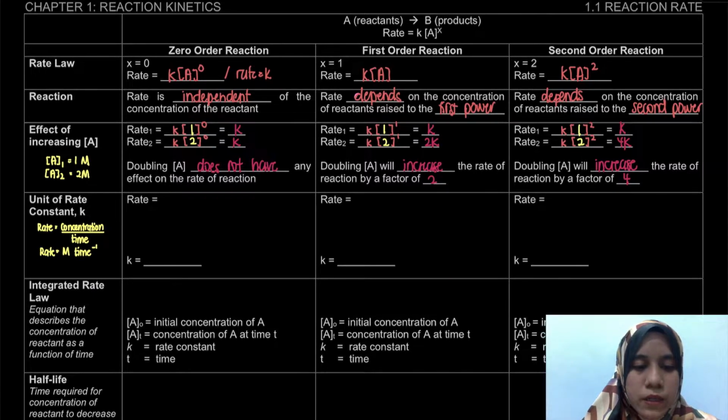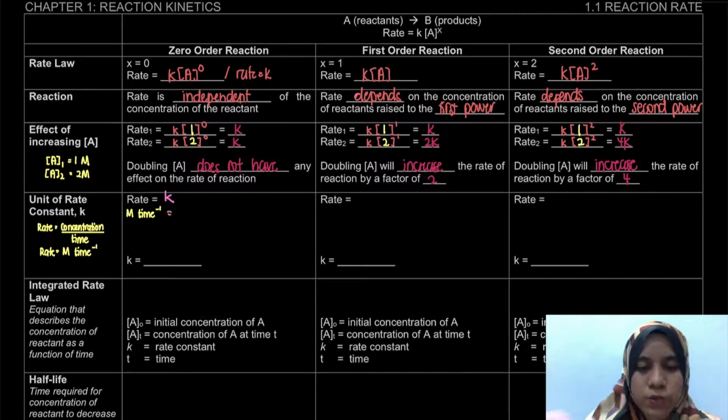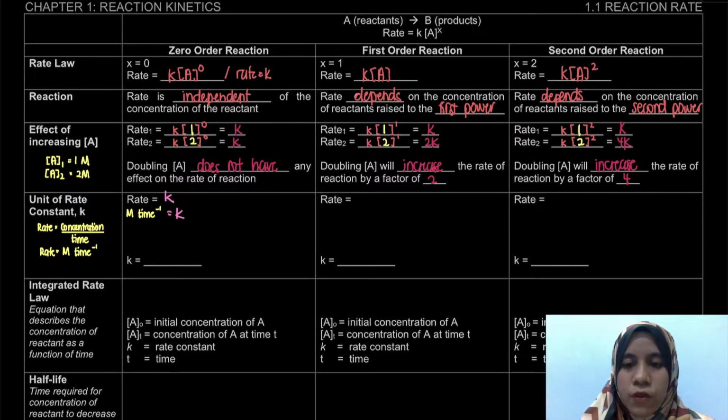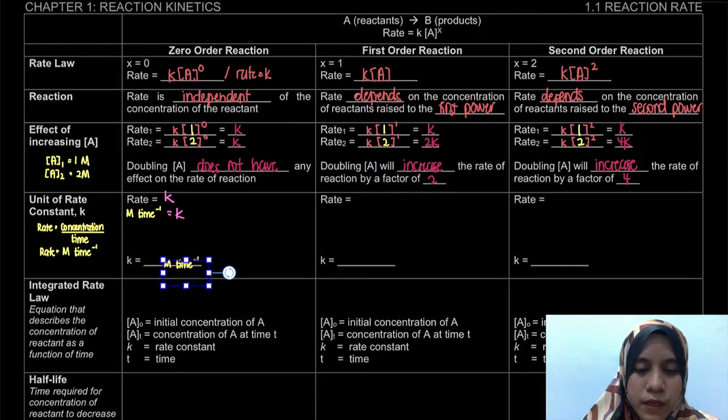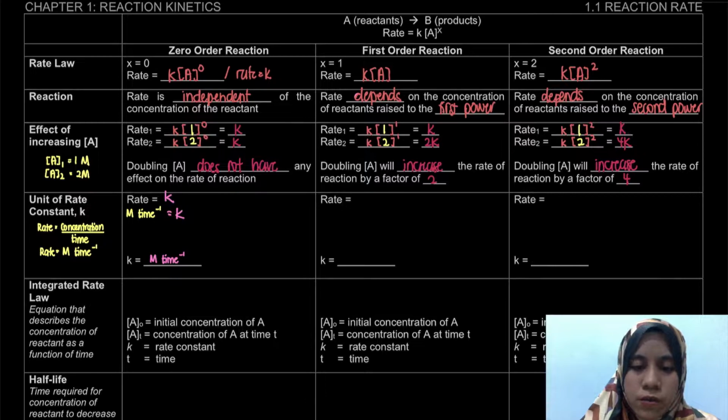So based upon our zero order reaction, we know that rate is equal to K. And we know that the rate itself is molar per time. So that is the unit of our K. So this is the unit of K for our zero order reaction. Remember that this time could be second, minute, day, hour. Okay, so that is for zero order reaction.